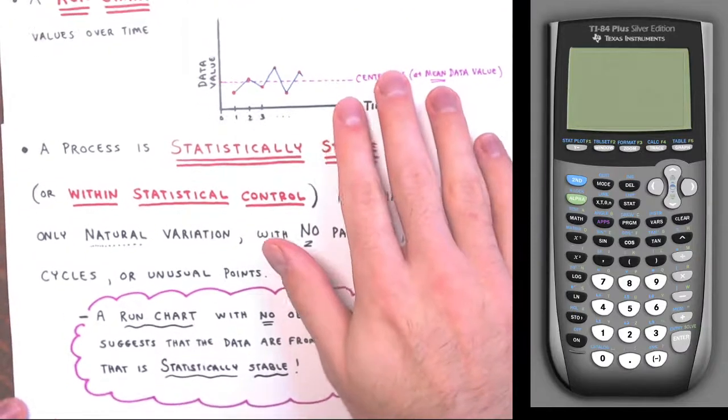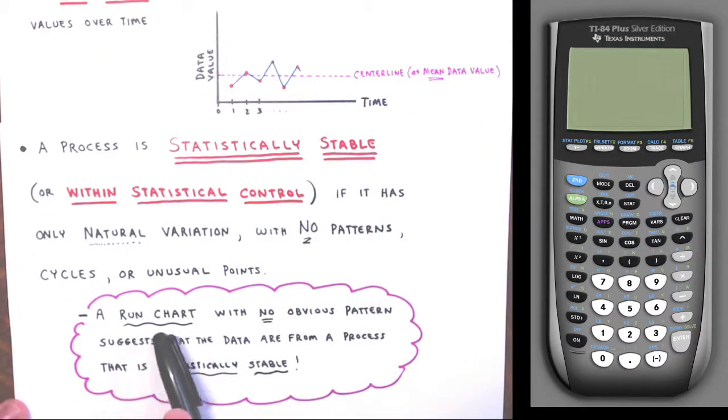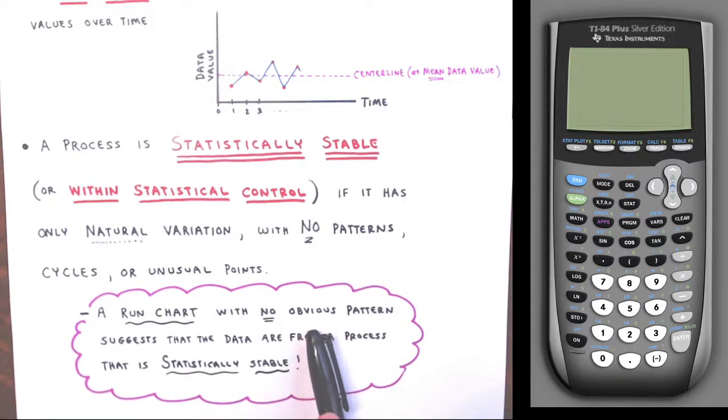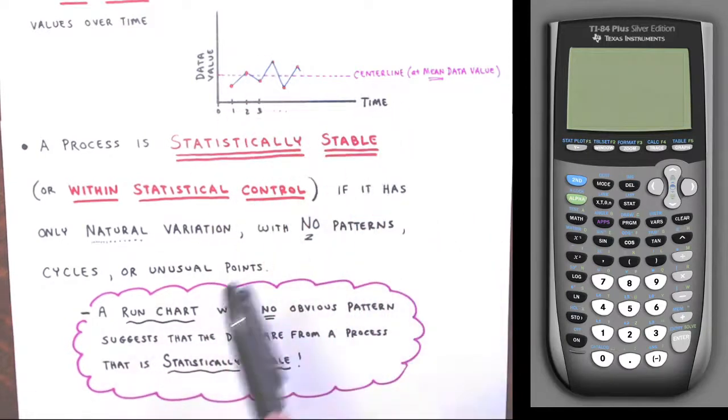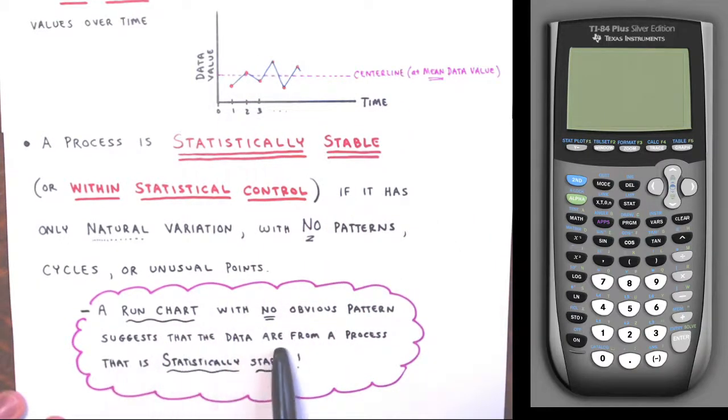So in our run charts, a run chart with no obvious pattern formed by the points suggests that the data are from a process that is statistically stable. So it would suggest to us that the process is running well and there is no need to fix it. Unless some manufacturing specifications aren't met, but that's up to a particular manufacturer or company, and a company's specifications change from time to time.